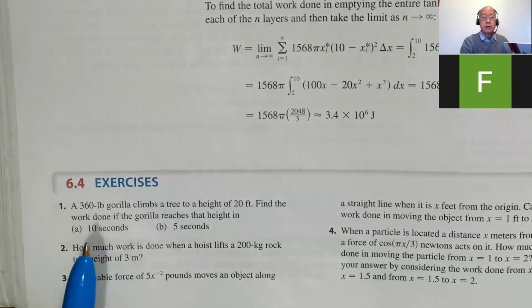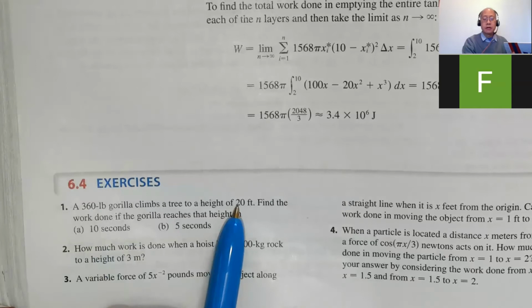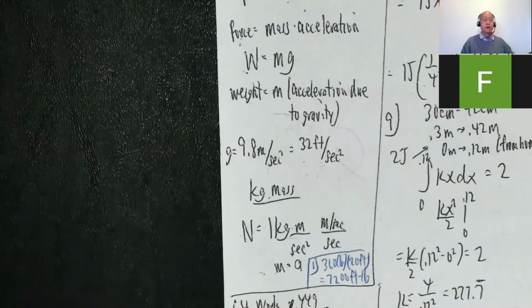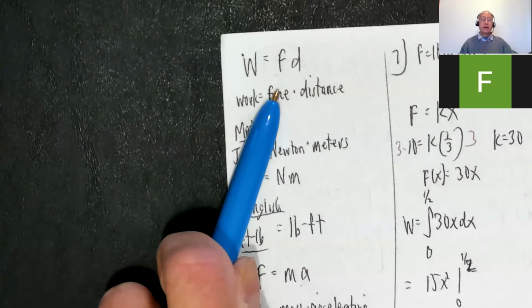Okay, a 360-pound gorilla climbs a tree to a height of 20 feet. Find the work done if the gorilla reaches that height in 10 seconds, 5 seconds. Okay, this is actually kind of a trick question. What is work? Work is force times distance. It doesn't say anything about time. So who cares what the time is?